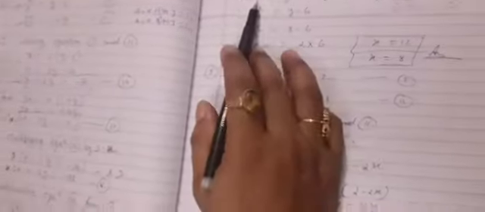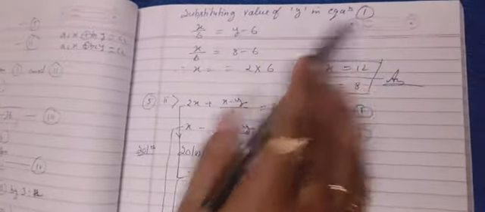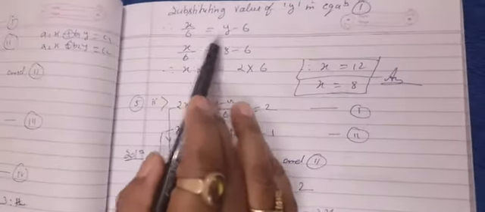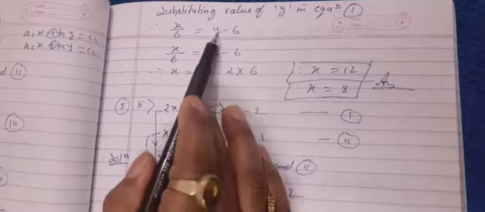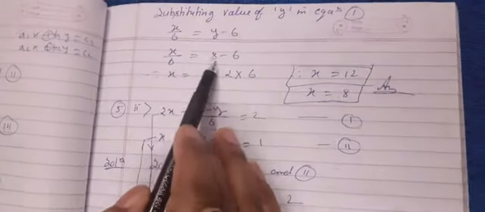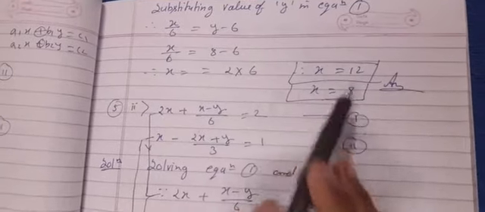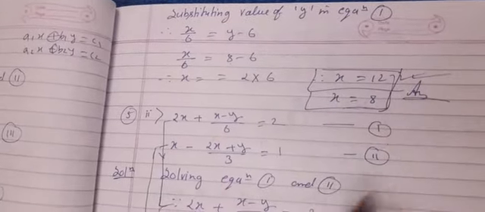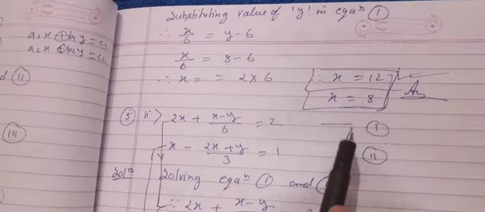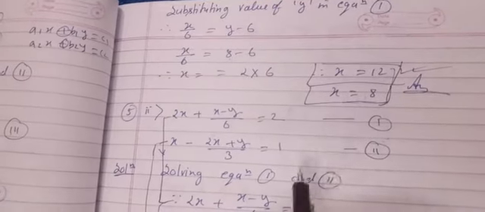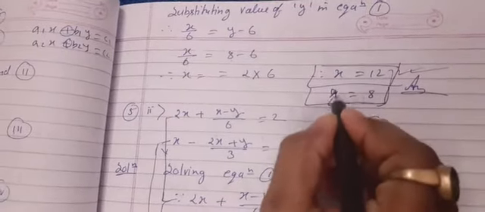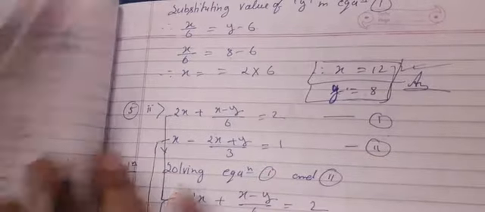So I have written here substituting this value of y in equation 1. We copied x by 6 is equal to y minus 6, and in place of y I have written 8. So 8 minus 6 is 2, and this 6 multiplied there, x is equal to 6 times 2, 12. So these two are the answers of your equation variables. Sorry, this is y. Yeah. Now see the next question.